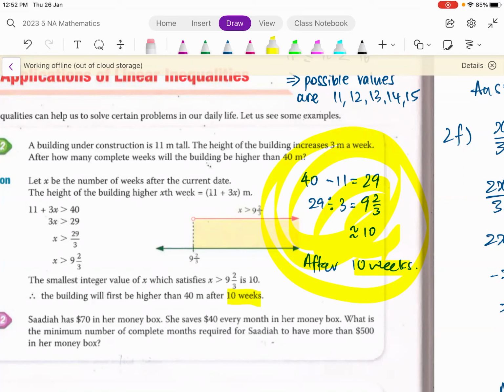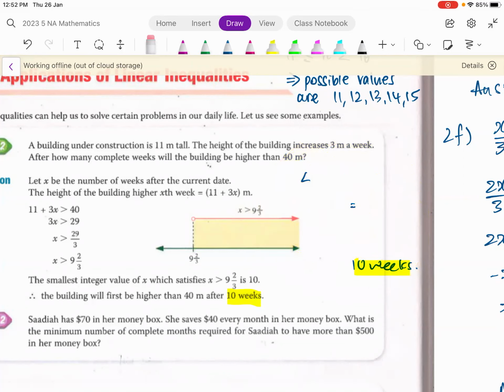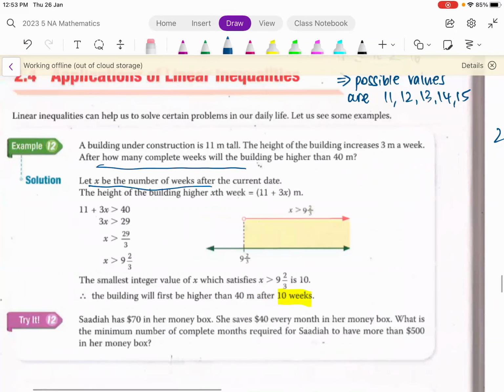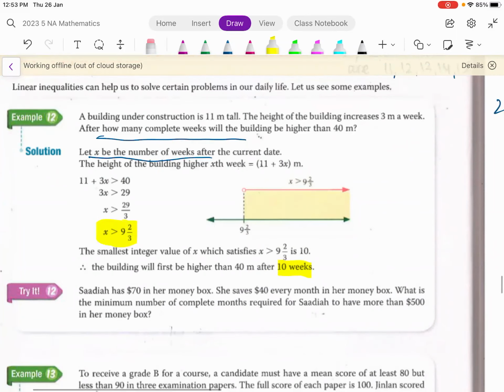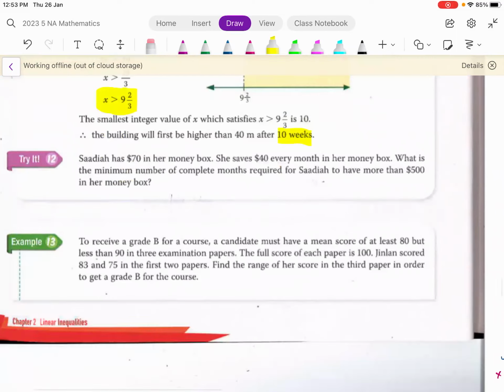That means you will need to write statements like this. Let X be the number of weeks. They want you to find number of weeks, after how many weeks? So you let X be the number of weeks. And then you form your inequality and you solve it. Your final answer for your inequality will look something like this. X is greater than 9 and 2 thirds. Therefore, the number you should choose is 10. Okay? Let us try example 13 now.